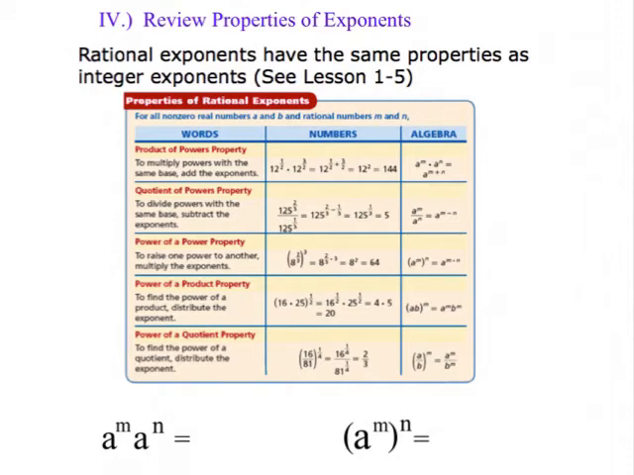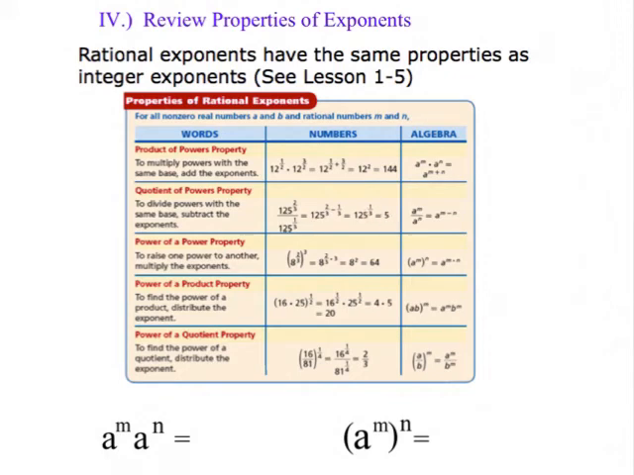So look here at some of these examples. If you have 12 to the 1/2 times 12 to the 3/2, what are you going to do to the powers? Well, before we added them, so we do the same thing now. We're going to add them together. So we take 1/2 plus 3/2, which gives us 4/2, which is 12 squared, or 144. It's the same with subtraction. If I have 125 to the 2/3 and 125 to the 1/3, well, we have like bases, so we're going to subtract the powers. So it's just 125 to the 1/3, which we've already looked at, which is 5.